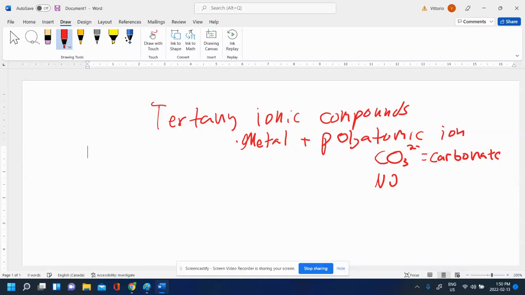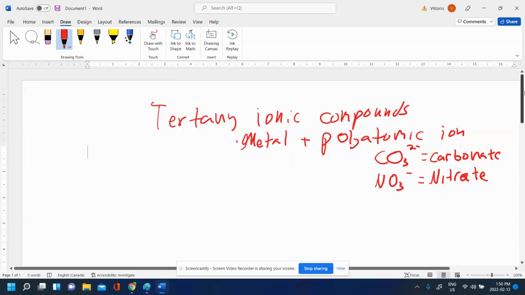Another example is NO3-. And if you don't have a 1 there, that means -1. And this one here is nitrate. So if you don't know these off the top of your head, you can use your reference table to see what the names of these polyatomic ions are. By themselves, the ions are not considered compounds because they have an overall charge. To really be a compound, you need to make sure they're connected to a metal.